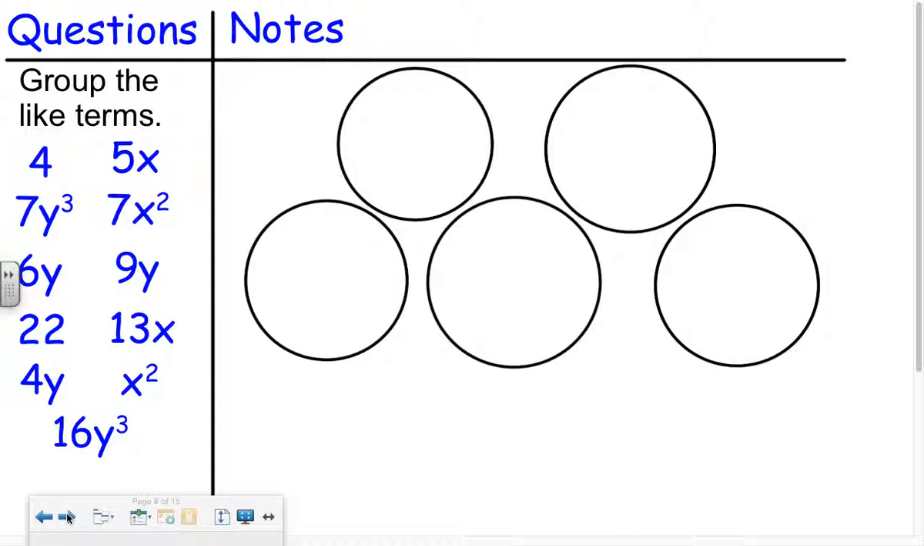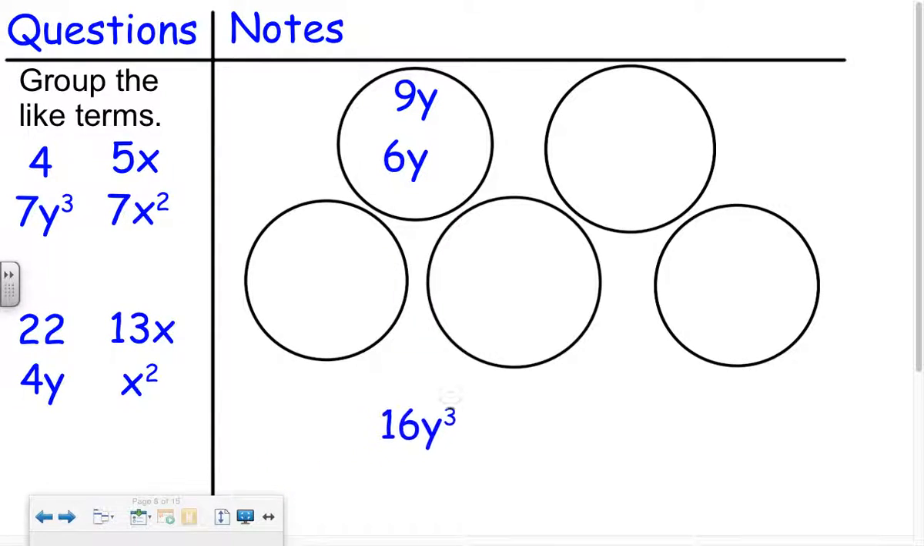Okay, so group the like terms. I'm just going to pick any term and bring it into a circle, and then look for any others that are like that one. So 9y. Terms that are like 9y would be any other terms that also have just a y. This one, 16y cubed, would not be like 9y and 6y because of the exponent. 7y cubed is like 16y cubed because they have the same variable and the same exponent.